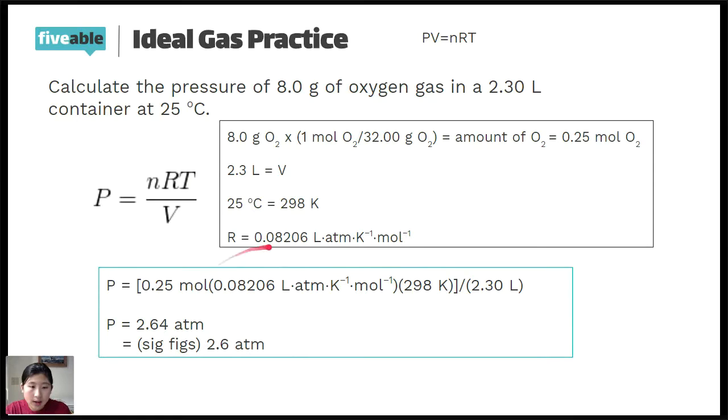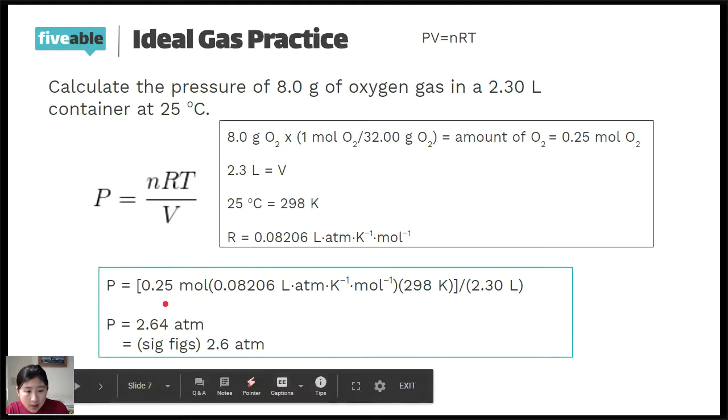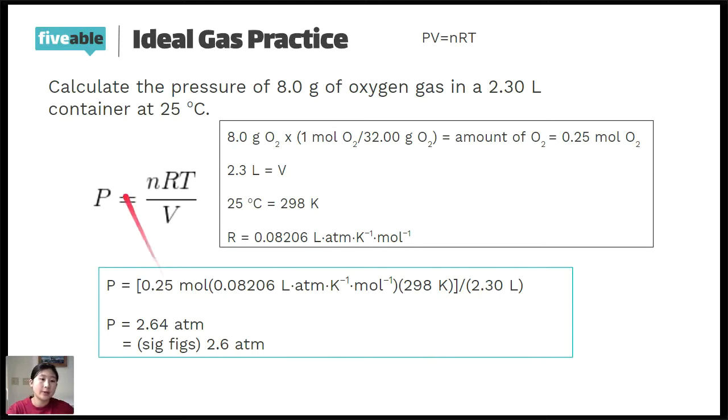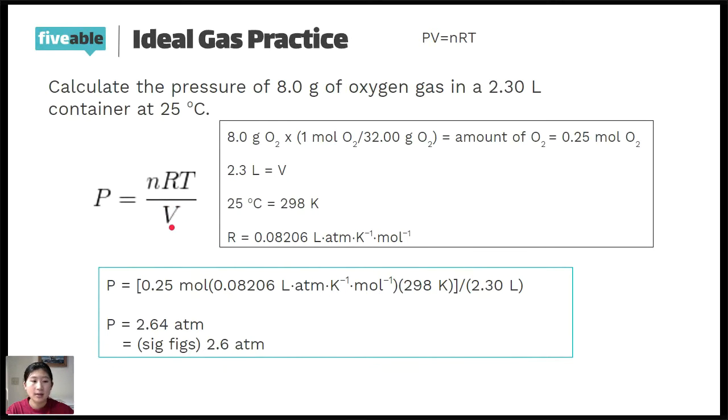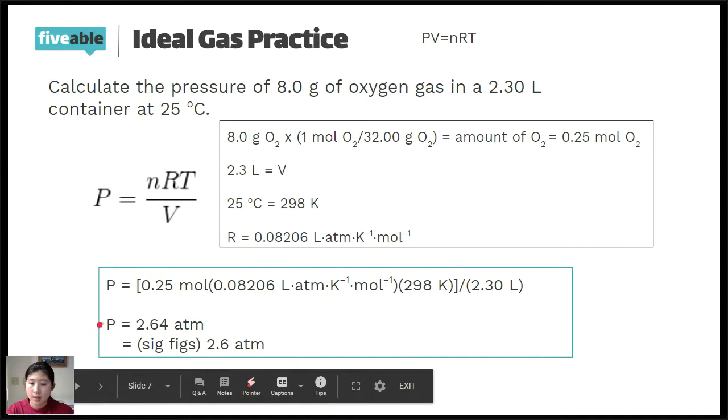All right, so then we will plug all those values in. We have 0.25 moles, which is the amount of gas, equal to the n over here. We're going to multiply that by R, the gas constant. We're going to multiply that by the temperature in kelvins, remember that, and then divide that all by the volume, which is 2.3 liters, and that will come out to 2.64 atm, or atmosphere pressure, I believe.